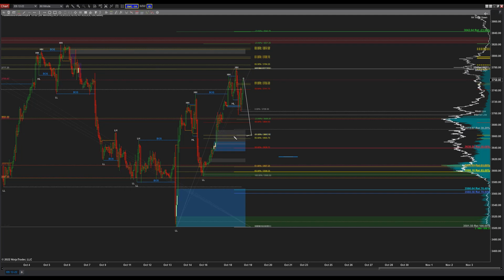But what else is here? I got a golden zone right here. So if it breaks the 50 and it's coming down to the golden zone here, well, I've got a fair value gap here, and right below that, I've got an order block. Well, you might say, but if it goes to the order block, it will have broken the 65.